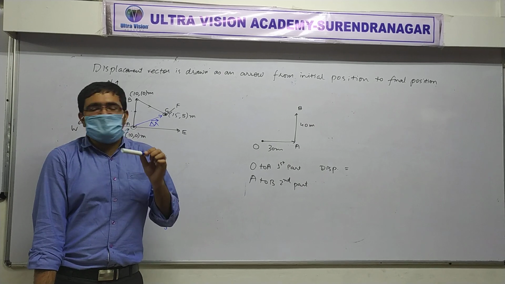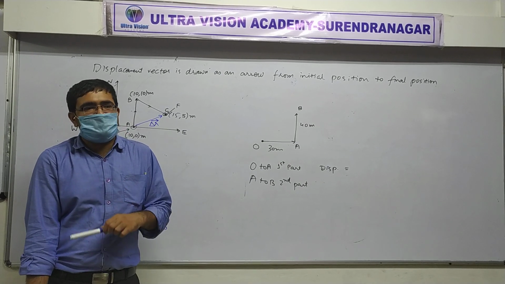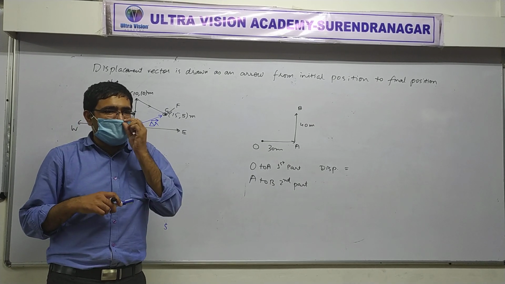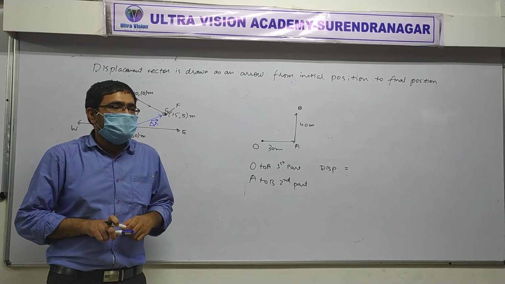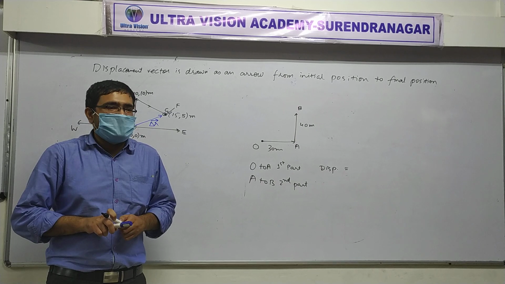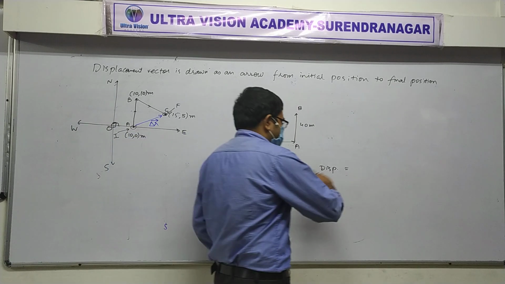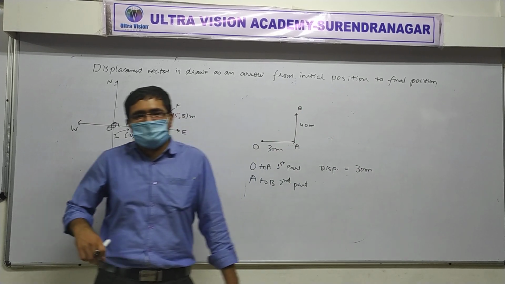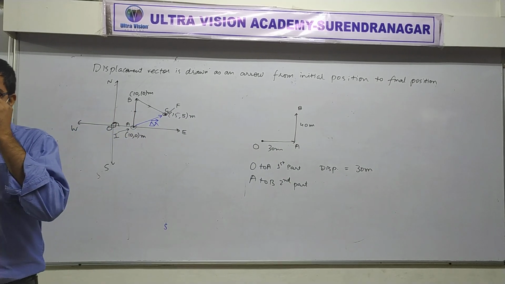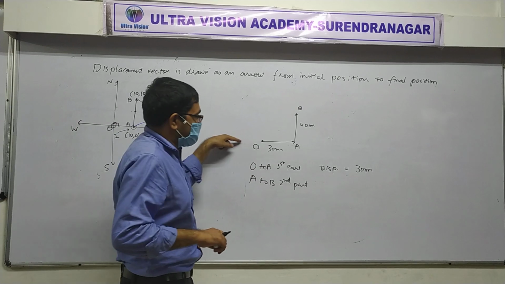Okay. That is only the magnitude. Because displacement is a vector, isn't it? So vector must have magnitude and also direction. So 30 meter is magnitude. I agree with you, absolutely. 30 meter is the magnitude. But what's the direction of that displacement? What's the direction of this first displacement from O to A?